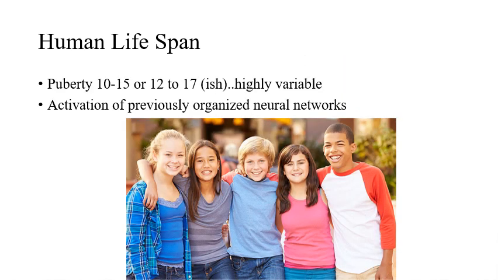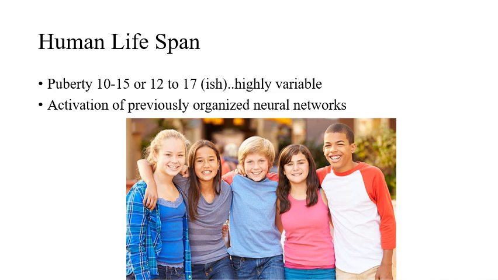So puberty. We're going to go into a lot of detail about puberty, right? Puberty is typically between the ages of 10 and 15 or 12 to 17. 10 to 15 for girls, 12 to 17 for boys, okay? Basically what's going on is sex hormones start coursing at a higher level, and that activates the previously organized neural networks. What I mean by that is there's this concept called organization and activation, and this ties into human life history.